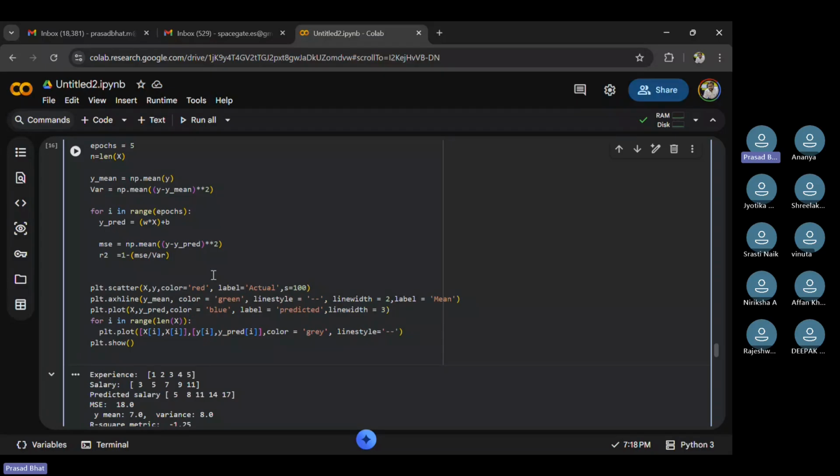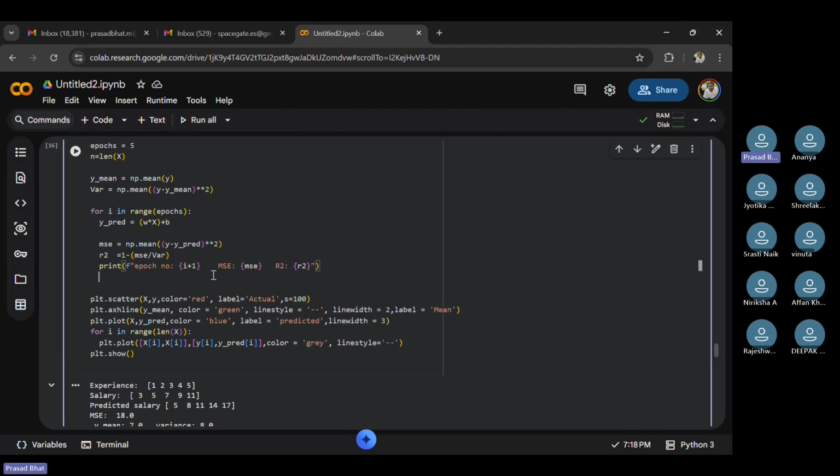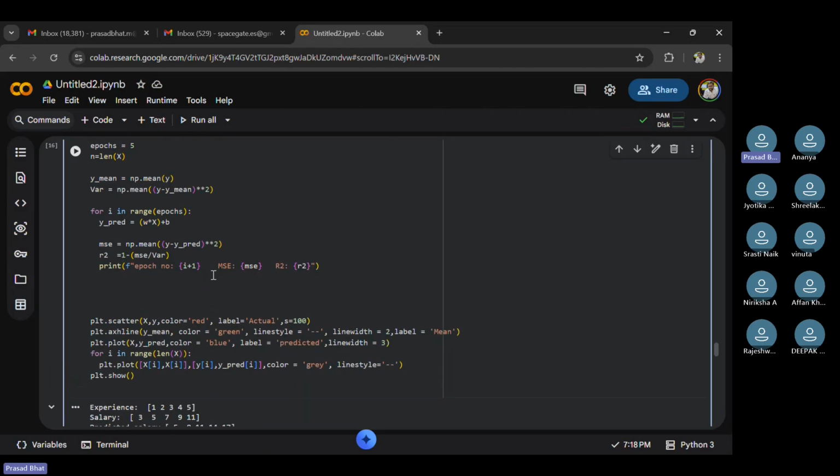So let's print both of these. F string, what is this? MSE. Let's do something like this. Epoch number is what? i, which is the iteration that we are running through. i plus 1, right? Because i starts from 0. And then let's put some space. What is MSE? Let's print MSE is equal to MSE. Then let's put some space and then let's print R square. This is going to be R2. Okay. This is just for our understanding of what is happening inside.